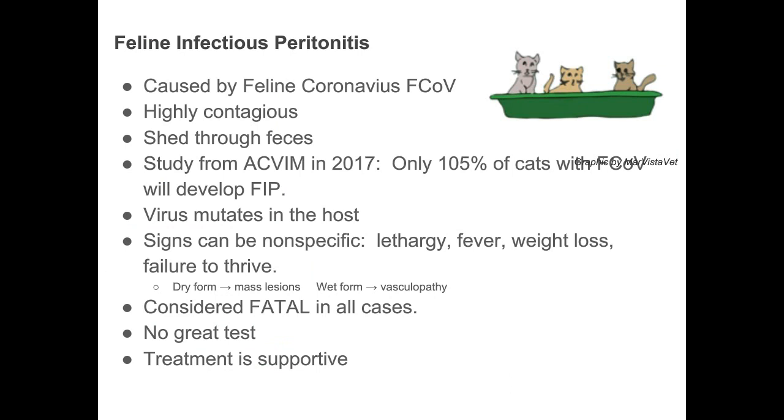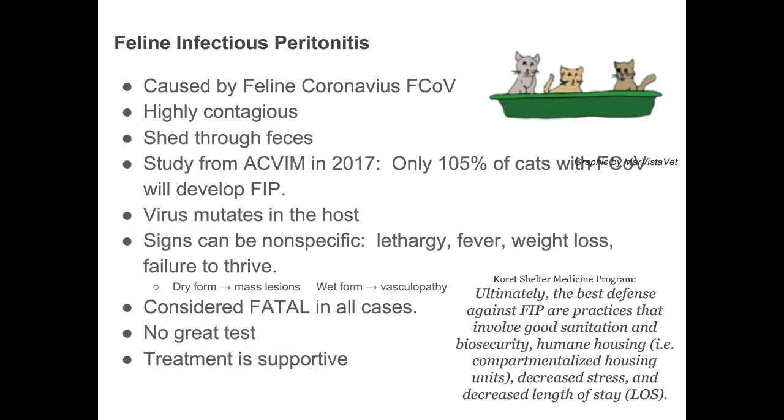So the CORET Shelter Medicine Program, which is out in Florida, says that ultimately the best defense against FIP is practices that involve good sanitation and biosecurity, humane housing, so compartmentalized housing, keeping the litter box separate from the food and the water and the resting place, and then decreasing stress, which we talked about, and decreasing length of stay. So the shorter the stay, the less stress they have, and the more room they have, so they're not interacting with their fecal material too often, is the best way to prevent this from happening.